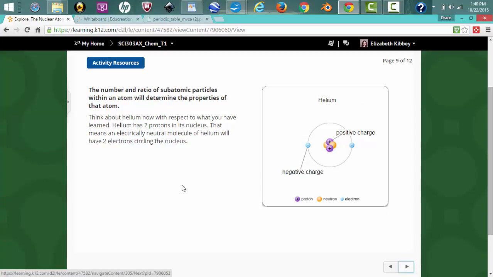The number and ratio of subatomic particles within an atom will determine the properties of the atom. So, if you look at this helium atom right here, notice there are 2 electrons on the outside, and they're negatively charged. And notice the 2 protons and 2 neutrons in the nucleus.